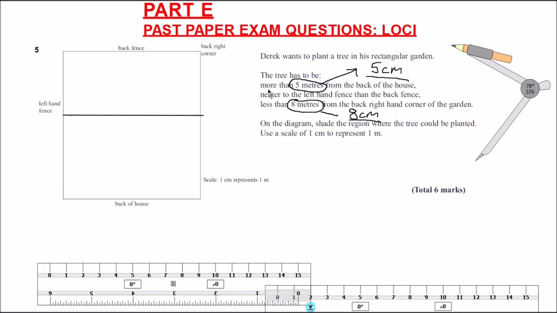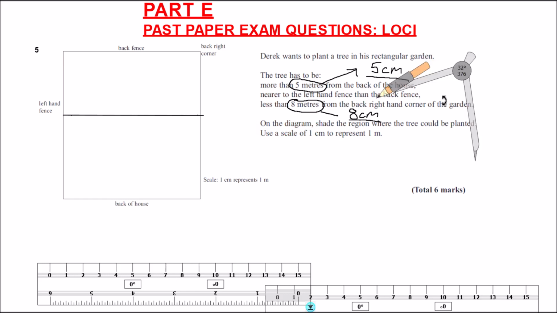So the next thing is, it's got to be nearer to the left-hand fence than the back fence. The left-hand fence is this left side, the back fence is the top side. So if we're talking about distances between two sides, that's going to be a case of having to do the angle bisector of the point where the two sides join. So what we're going to do for this is the angle bisector of this corner at the top here.